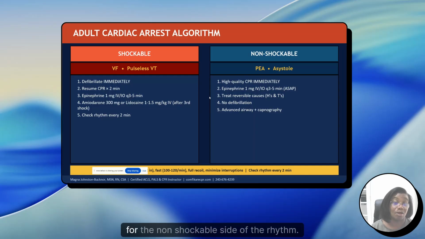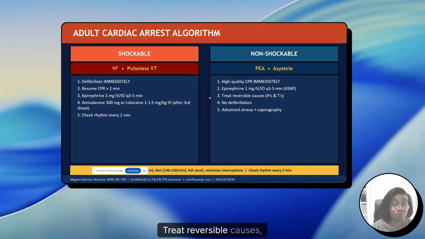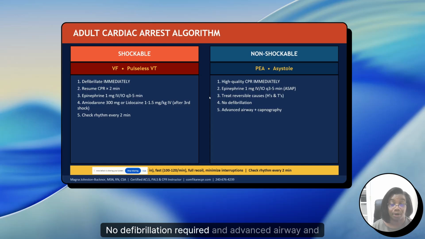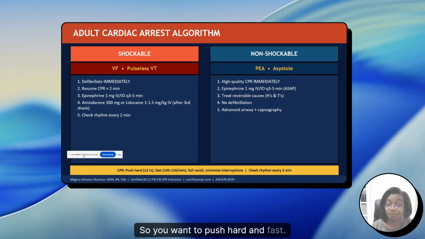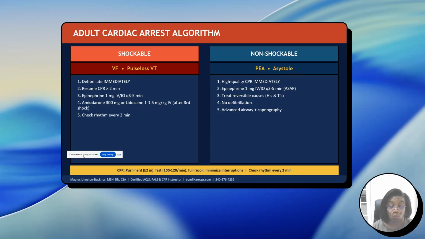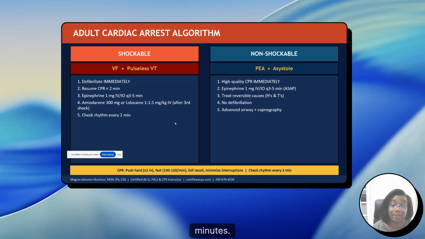and check the rhythm every 2 minutes. The non-shockable side of the algorithm is PEA and asystole. Your goal is high-quality CPR immediately. Epinephrine 1 mg IV/IO every 3 to 5 minutes ASAP. Treat reversible causes, the H's and T's. No defibrillation required, and advanced airway and capnography. You want to push hard and fast, 2 inches, 100 to 120 per minute, full chest recoil, minimize interruptions, and check the rhythm every 2 minutes.